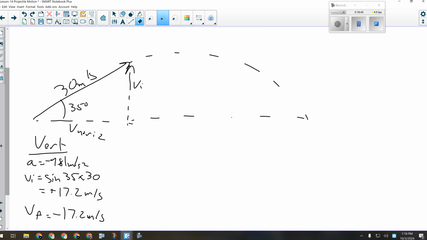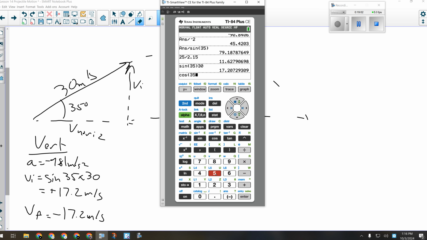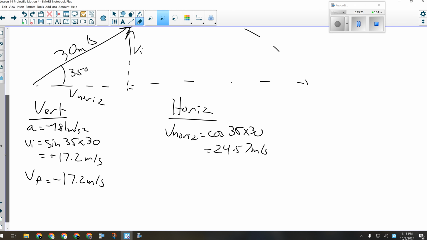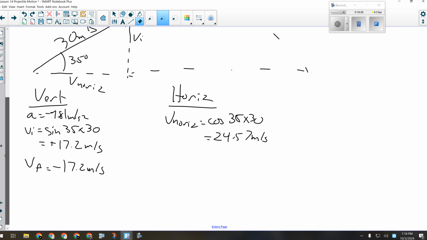Okay, and horizontally, all we can do right now is find V horizontal. So that'll be the cos of 35 times 30. Okay, so 24.57 meters per second. If I'm going to find out how far it travels horizontally, what else do I need? Time. Can I get that with the vertical information? Pretty sure I can, right?